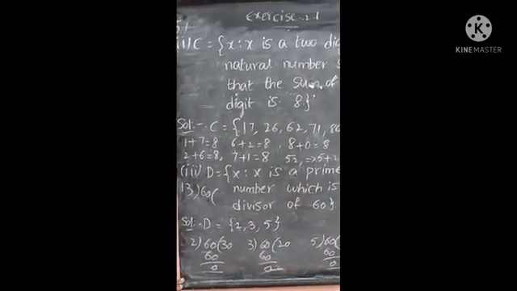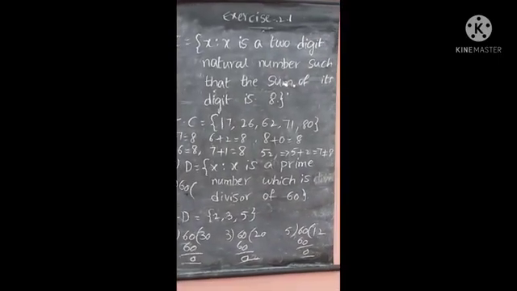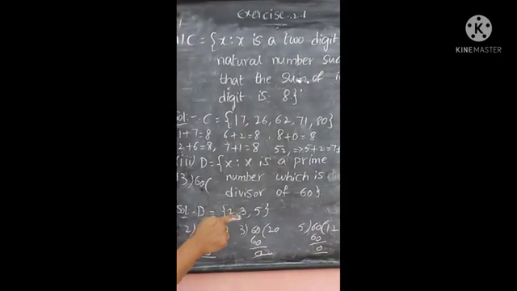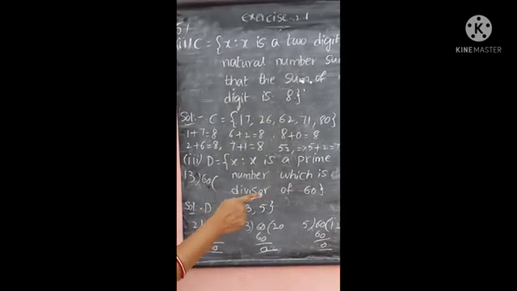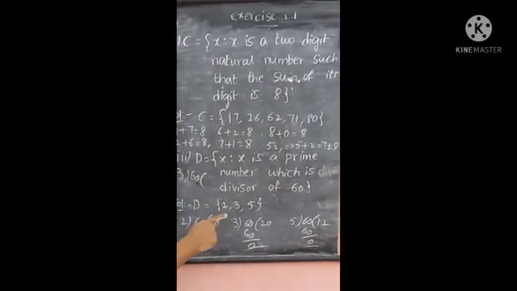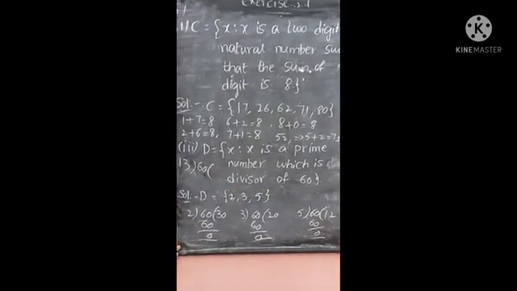Likewise, we have to check the remaining prime numbers also, but only 2, 3, 5 are the elements which divide the number 60. So these are the elements belonging to the set D.